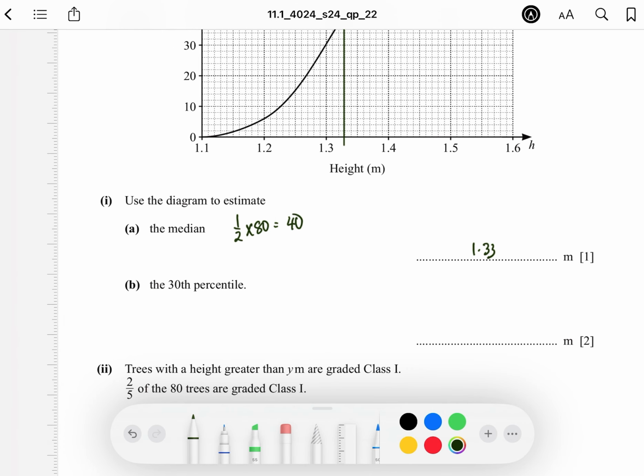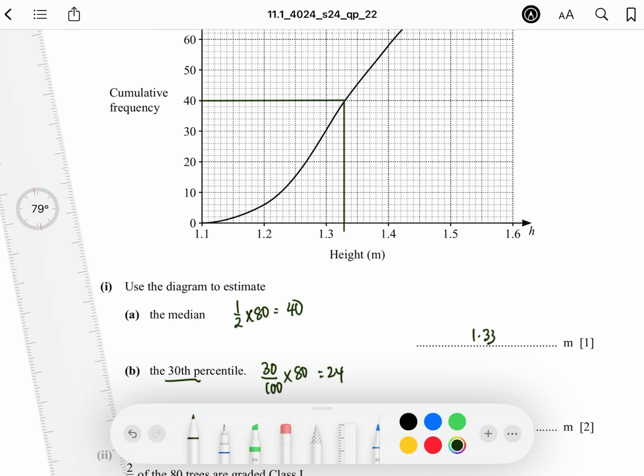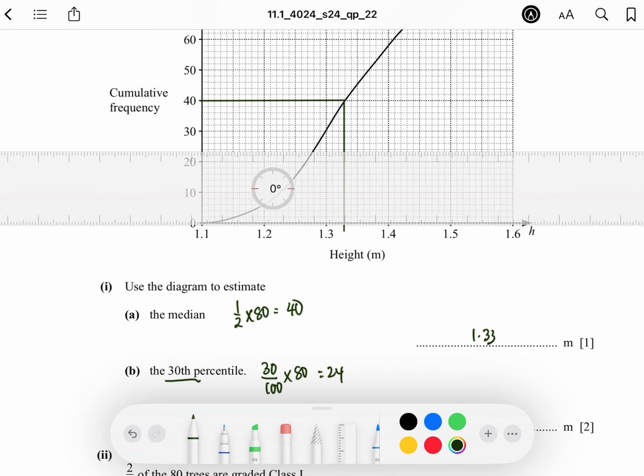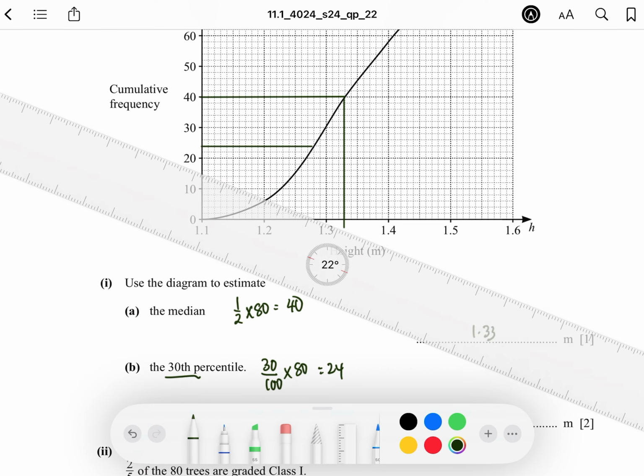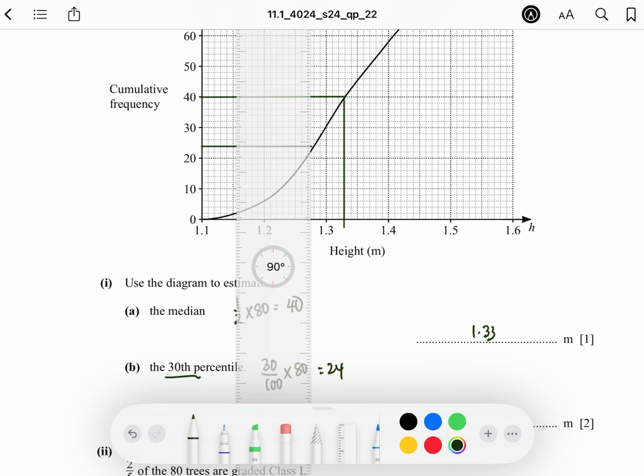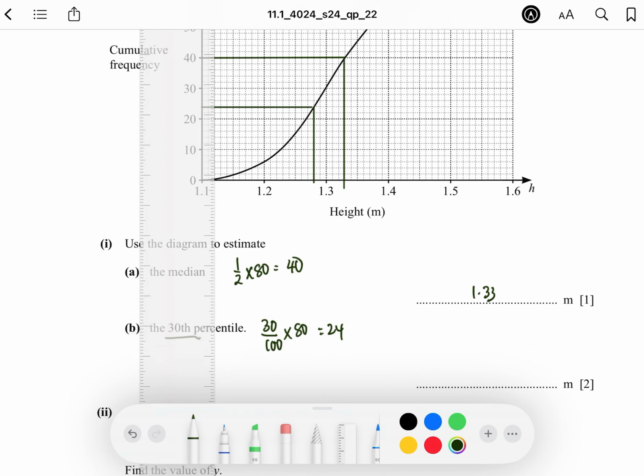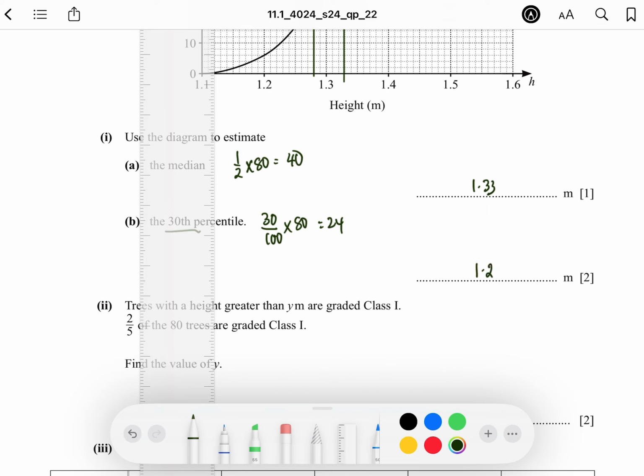Next one, 30th percentile means 30%. So 30 over 100, same thing, multiply by the total frequency. Simplify this one, you get 24. So same thing, you identify where 24 is. Now be careful with the scale. Make sure you check what the scale is so that you can correctly identify the location of the right value. Find the corresponding point there. So you should get 1.28.